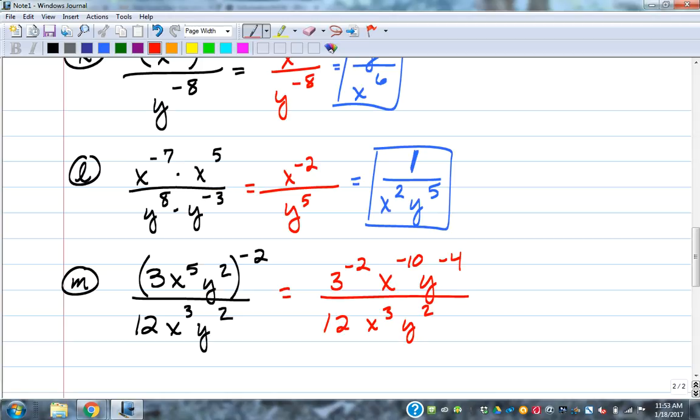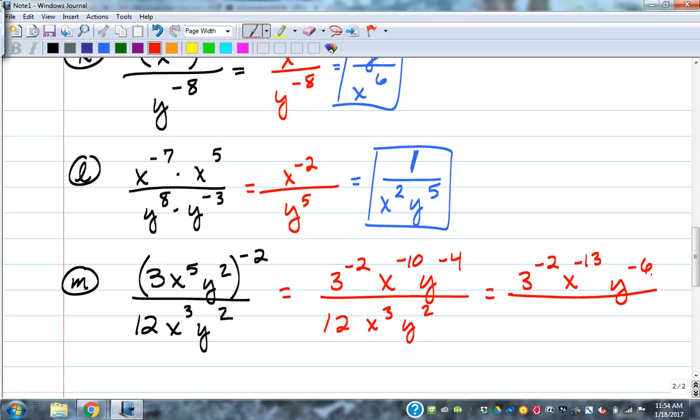What's the rule that we need to deal with here? What was it? Subtraction. That's right. So what gets subtracted? The exponents on the x's and y's. So we've got negative 10 minus 3, negative 13. Where does that go? Top. Always to the top. Remember when we did the division rule? I told you the answer always goes to the top. Always. So it's going to be 3 to the negative 2, x to the negative 13. And then we have negative 4 minus 2, which would be y to the negative 6.